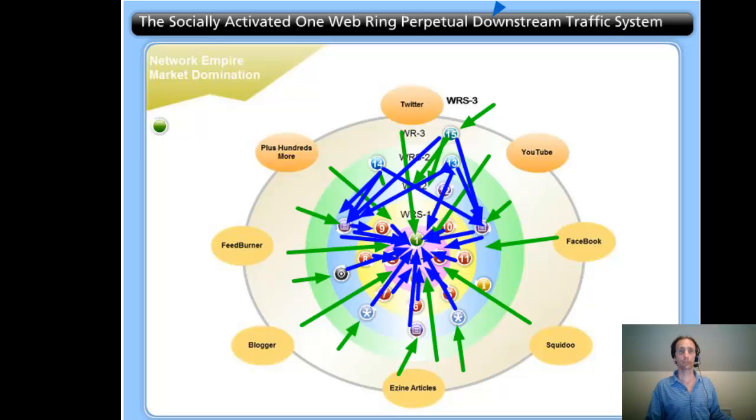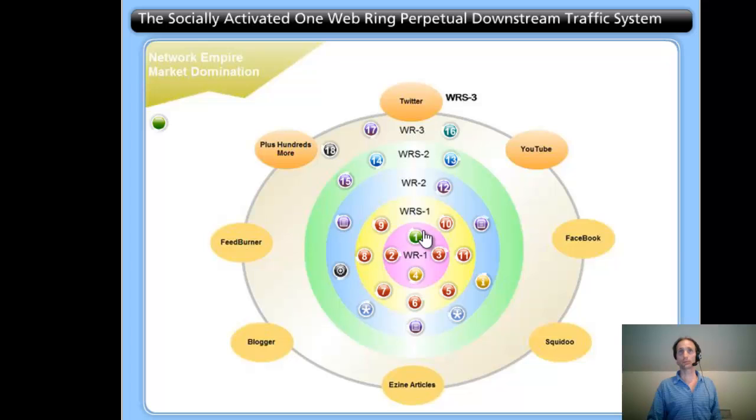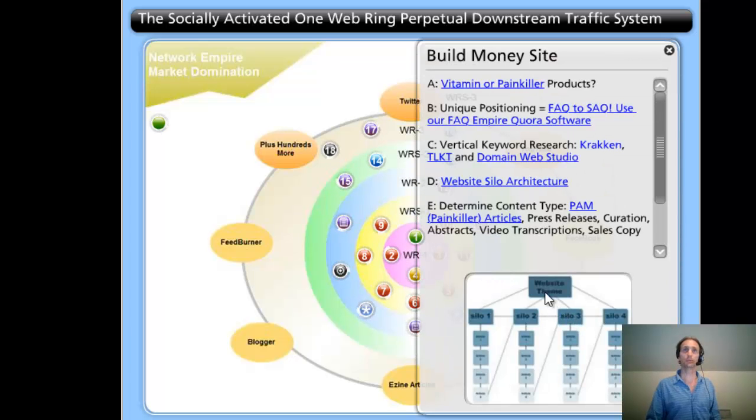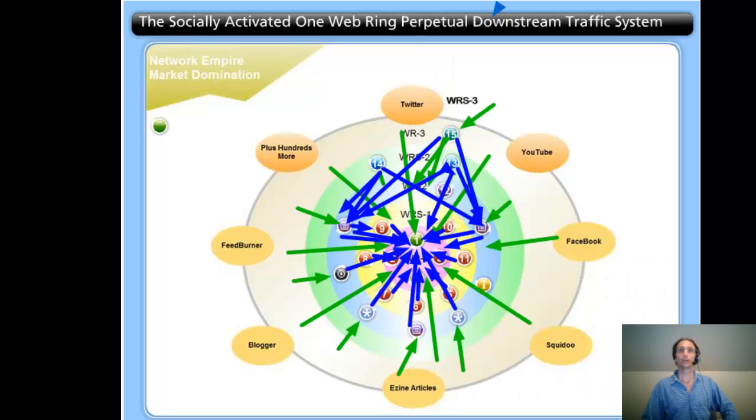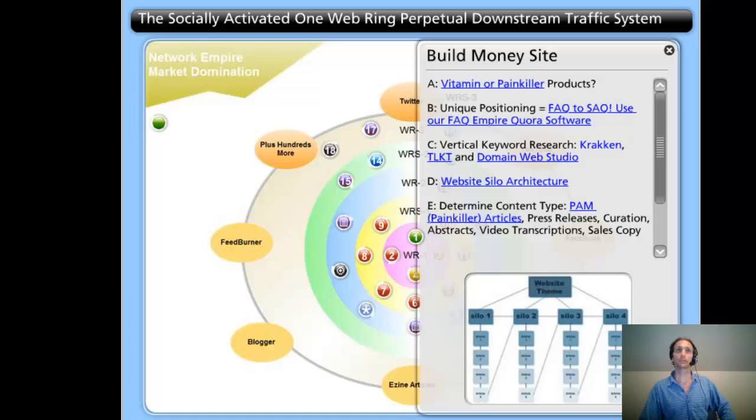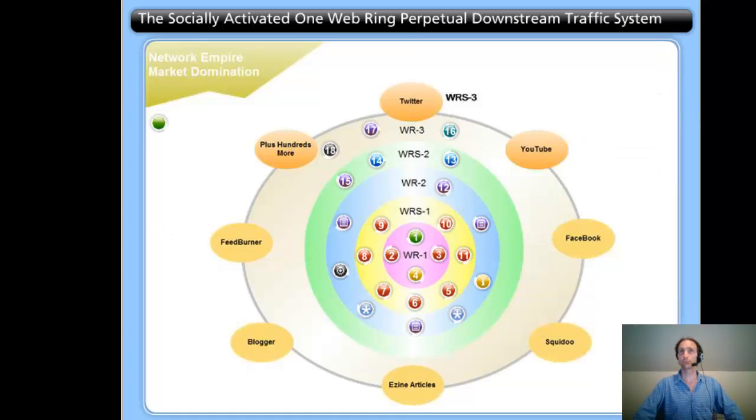And if you nail your call to action, it's not just traffic that you're going to have, you're going to be having conversion because you've answered the pain, you've stopped representing yourself as a vitamin, you've entered the pain, and then all that traffic ends up converting. Okay? So that is what I call the socially activated one web ring, perpetual downstream SEO traffic system.